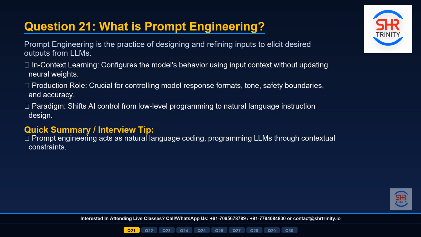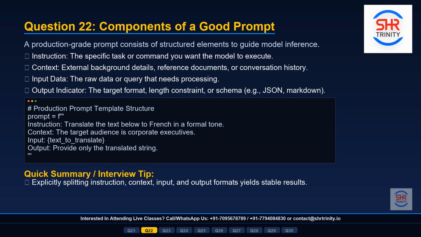Rather than modifying the underlying weights of the neural network through training, prompt engineering leverages the model's pre-trained knowledge and in-context learning capabilities. In software development, it serves as the interface between traditional code and probabilistic models. Effective prompt engineering is critical for reducing hallucinations, enforcing formatting rules, aligning safety guardrails, and optimizing token consumption in production applications.